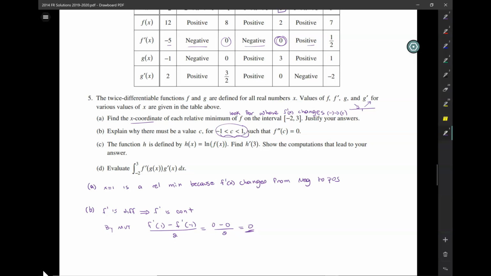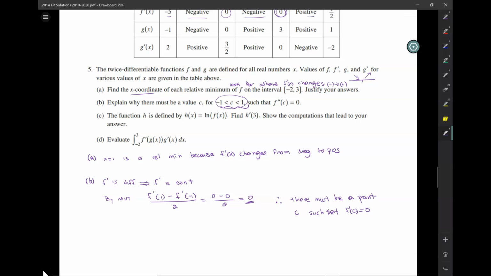All right, so that means that therefore there must be a point C such that f prime of C is equal to 0. Okay? The slope of the secant line is equal to the slope of the tangent line. The instantaneous derivative is equal to the average rate of change. Okay.